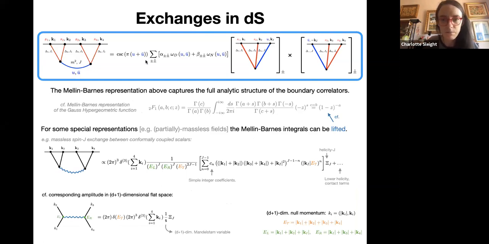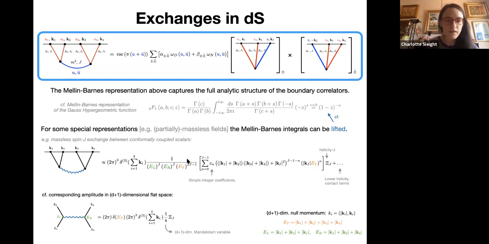And for the Mellin representation for the exchange, this type of mechanism happens for special representations like massless and partially massless fields. And in these cases, you can completely remove these Mellin integrals in an analogous way to what you see here, which gives you an expression for these exchanges which is completely free from Mellin integrals, explicitly in terms of the momenta and the polarizations.